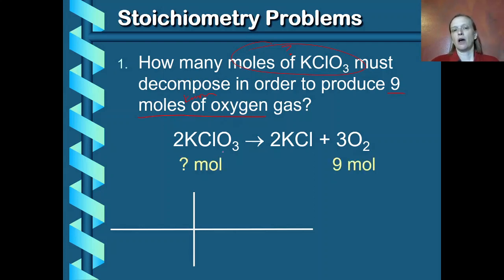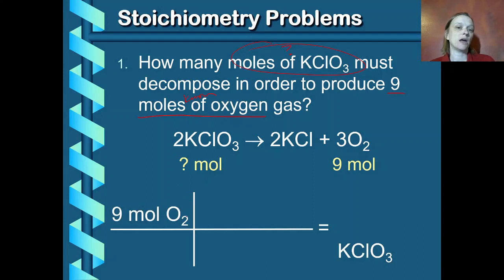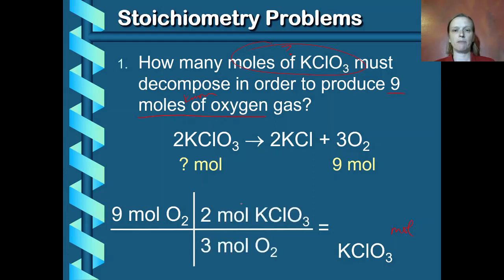We label our unknown and our known so that we can insert the values into the math problem here. Our known is 9 moles of oxygen, and we're trying to calculate moles of potassium chlorate at the end. And my conversion factor needs to get rid of moles of oxygen and bring in moles of potassium chlorate. According to my balanced equation, I have 3 moles of oxygen for 2 moles of potassium chlorate. So my oxygen goes on the bottom, my potassium chlorate goes on the top, and that way my units cancel, as you see here.